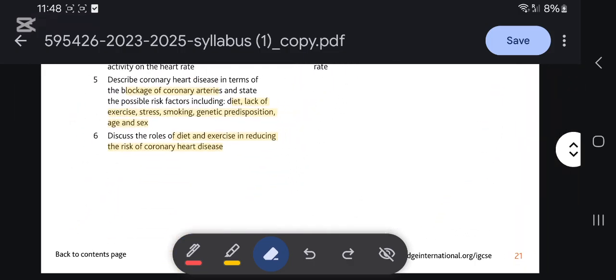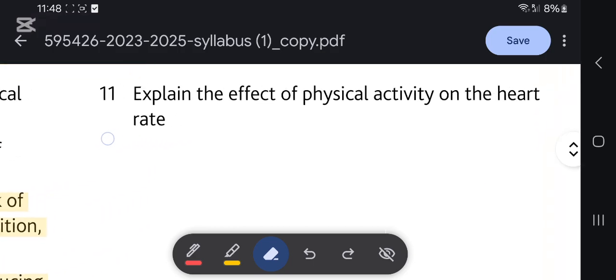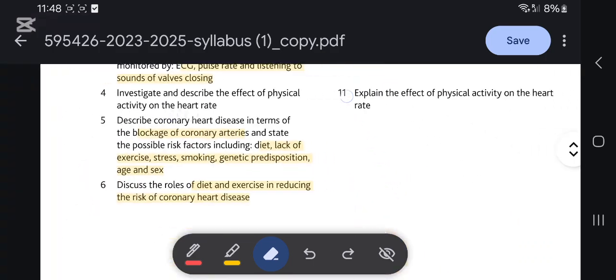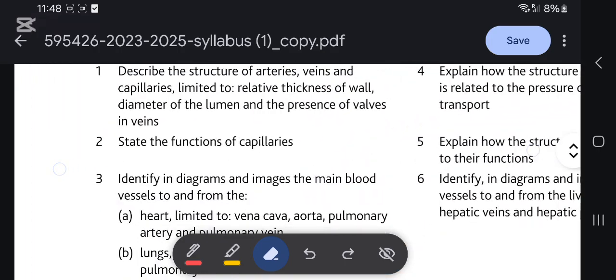So basically, diet and exercise lower your blood pressure, lower the stress, and make your heart muscles stronger. Then the effect of physical activity on the heart rate: it increases the heart rate. And the three ways in which to measure it are ECG, pulse rate, and listening to sounds of the valves closing.